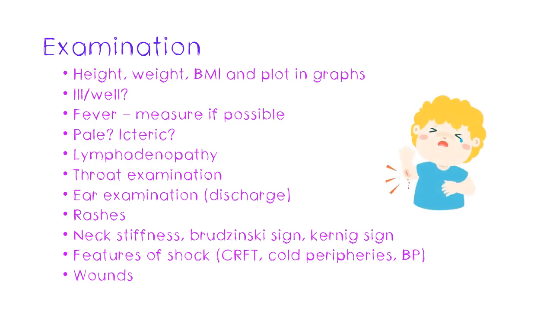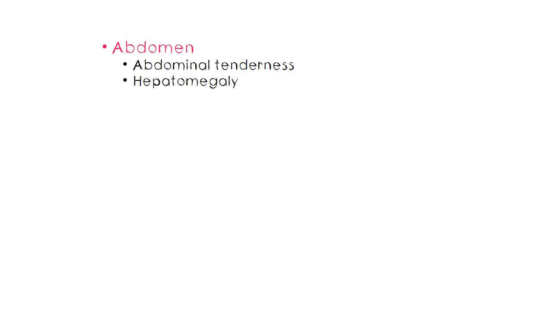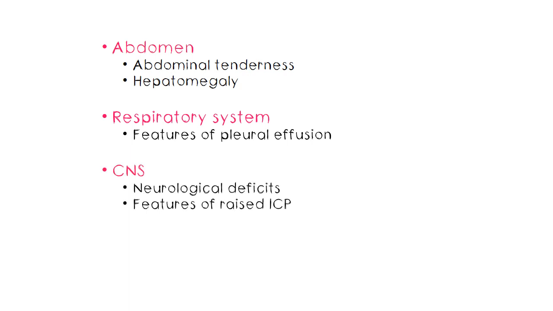Also check for wound infections, where small wounds, not very evident, may be causing the fever. Complete the examination by looking for abdominal tenderness and hepatomegaly in the abdominal examination, which may indicate complicated dengue fever and hepatitis. Respiratory system examination may show features of consolidation, where you might hear coarse crackles, or parapneumonic effusion. CNS examination is necessary to assess neurological deficits and features of raised intracranial pressure. And finish off with the CVS examination, where you look for features of shock.